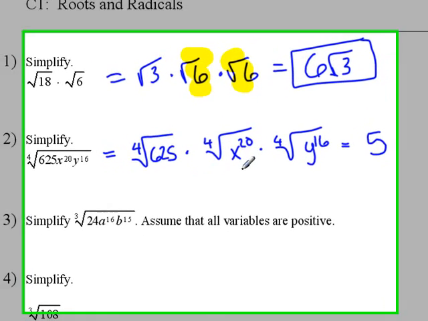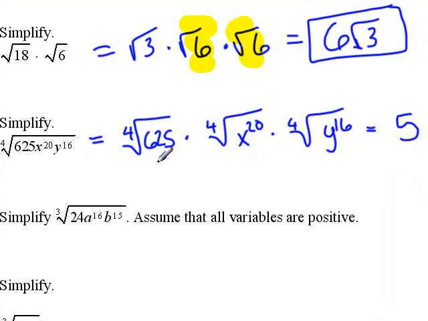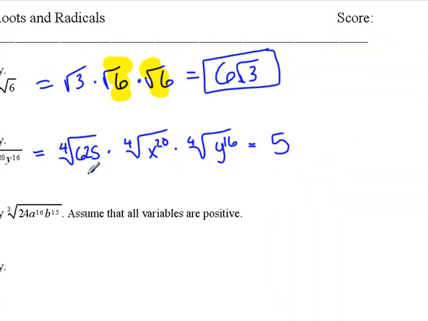5 times 5 times 5 times 5 is 625. And you may remember that 25 squared is 625. So that'll give us 5. When I'm doing the fourth root of x to the 20, I ask myself, how many times does 4 go into 20 evenly? The answer is 5. So that means I will get an x to the 5th out of the radical. When I do the fourth root of y to the 16, I ask myself, how many times does 4 go into 16? Well, the answer is 4. I get y to the 4 out of the radical. There we are. We've got 5, x to the 5th, y to the 4th.